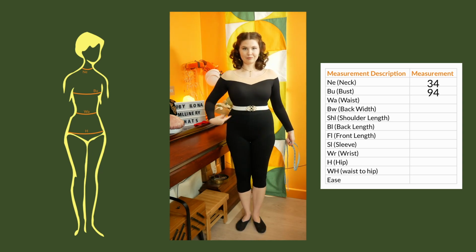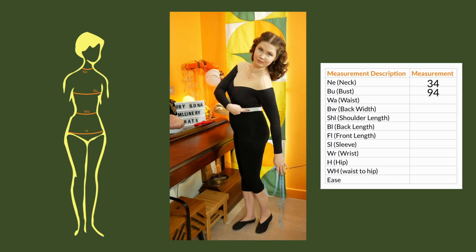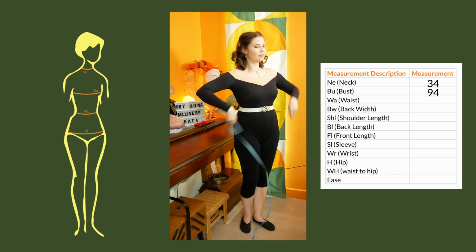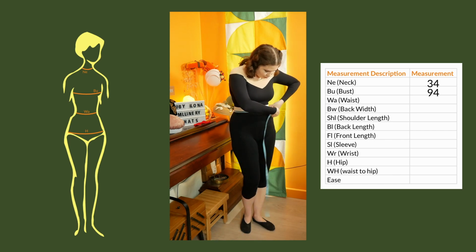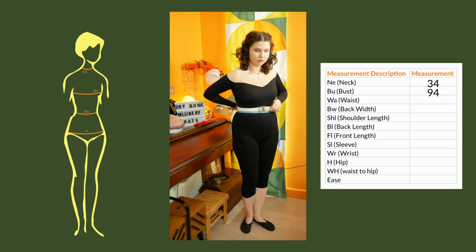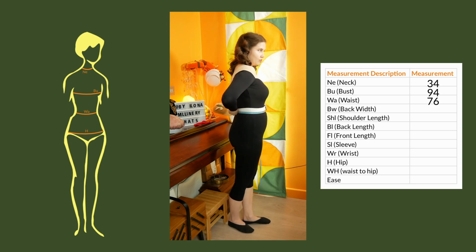Waist. We are looking for your natural waist here, so if you aren't sure where that is, just bend to the side, and where you see a break in your body, that is where your natural waist is. Once again, make sure the tape measure is parallel to the ground. Breathe in, breathe out, take a reading. Don't wrap the tape measure too tight or it will be inaccurate.